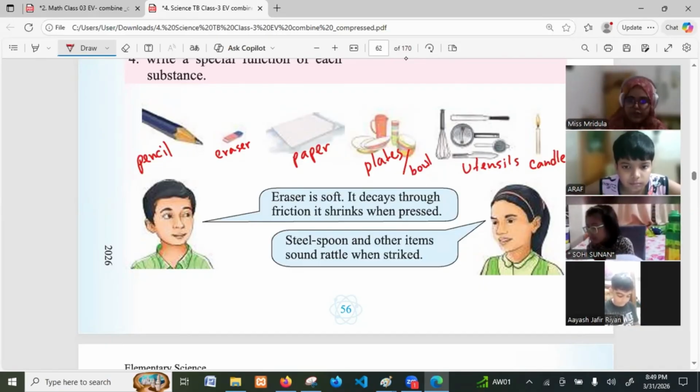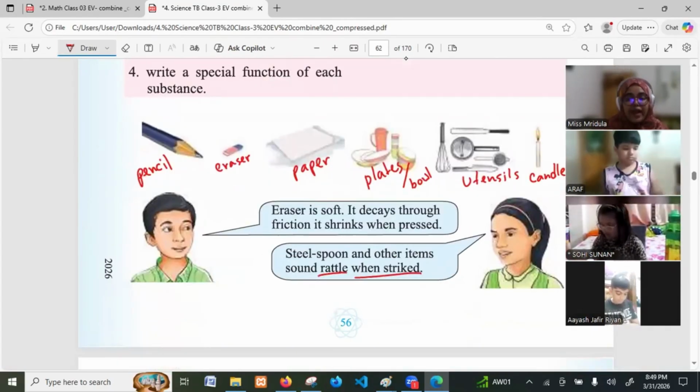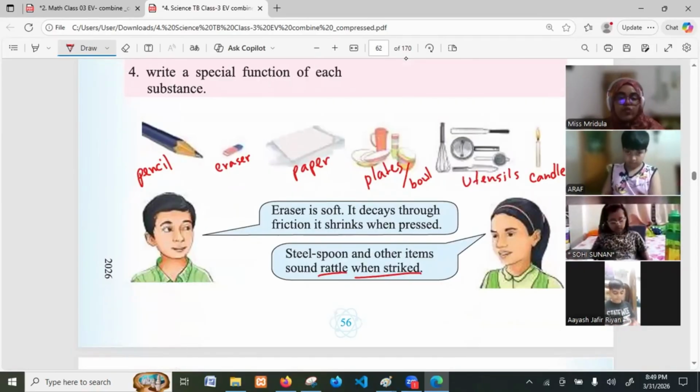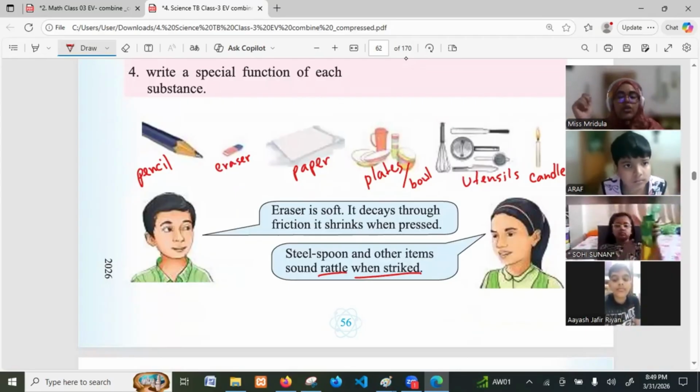Okay, then we have the steel spoon. They are talking about only one of the utensils, the steel spoon, and other items. Rattle: what I have written is makes sounds when struck. Okay, so rattle when struck. This is not standard English. I just wanted to make you understand what a rattle means. That's why I wrote that it makes sounds when we hit them. Rattle means the chon chon sound when we strike it.